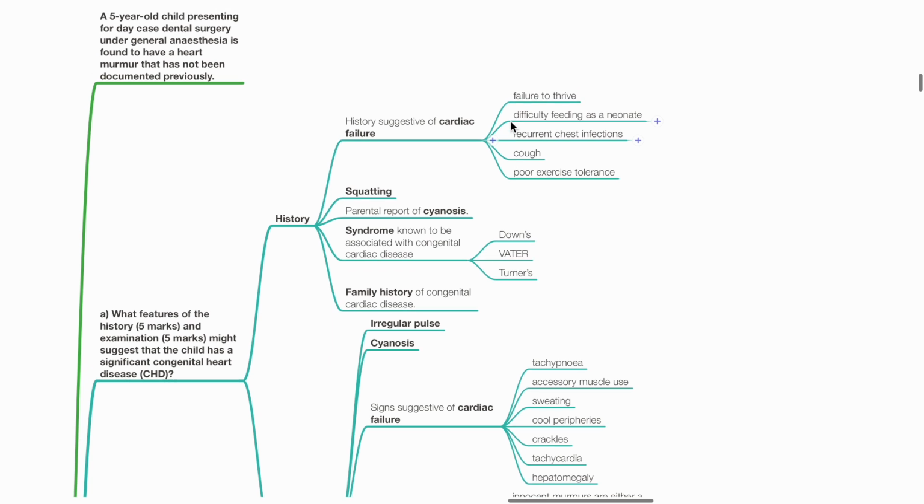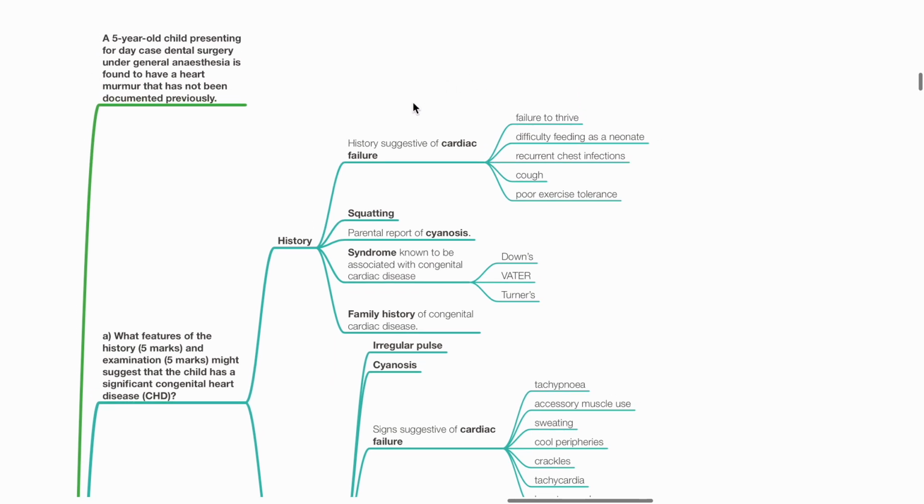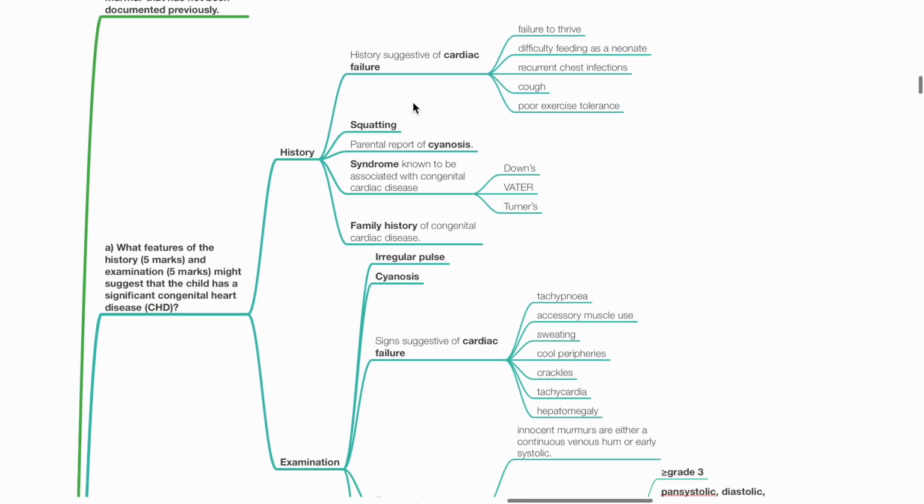History. History suggestive of cardiac failure, such as failure to thrive, difficulty feeding, recurrent chest infections, cough and poor exercise tolerance. History of squatting, parental report of cyanosis, syndrome known to be associated with congenital heart disease, such as Down's, VATER and Turner's, family history of congenital heart disease.